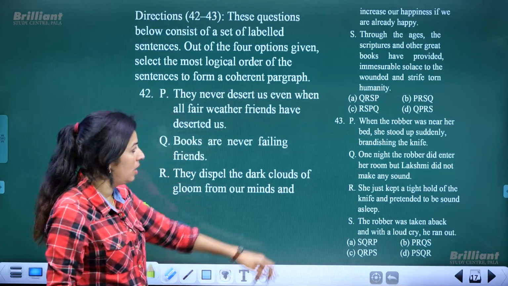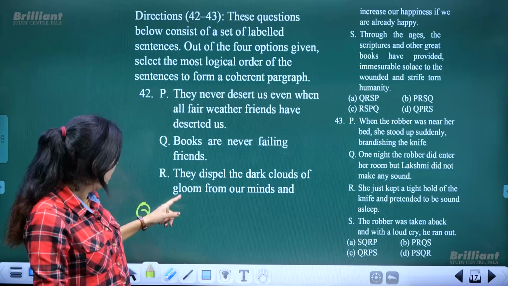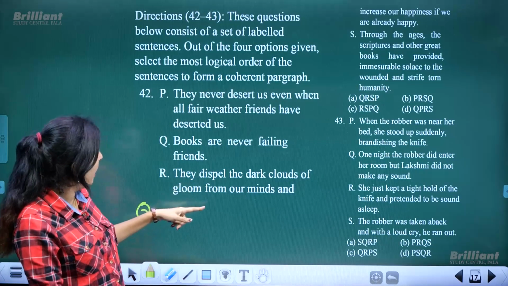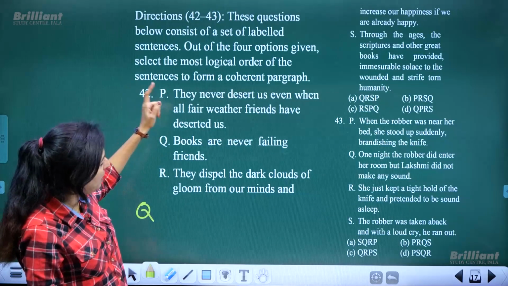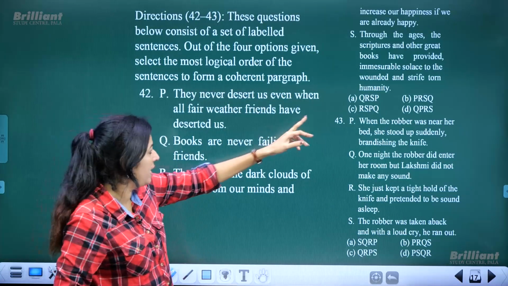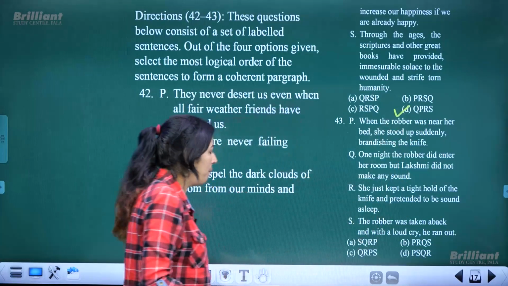So if you choose the first one, QR. What is R there? "They dispel the dark clouds of gloom from our minds, and they never." QRSP, and through the ages. So we cannot select that QRSP, but QPRS. QPRS.